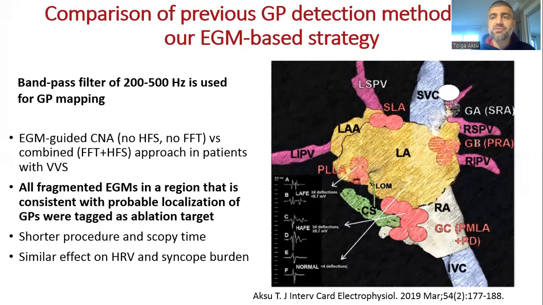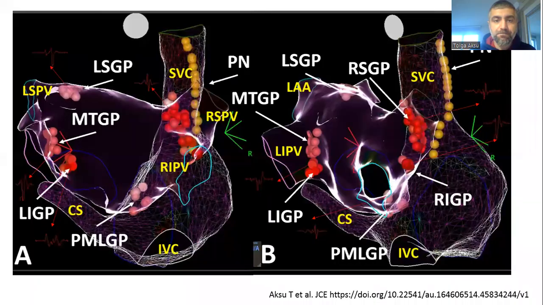There is no structural heart disease in those cases. So the main cause of fragmentation in those cases is usually related to neuronal incursions between cardiac myocytes. And according to this EGM-based strategy, we now know the possible localization of GPs around the left and right atrium.